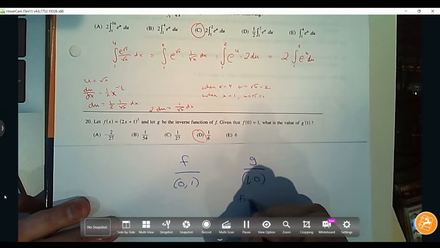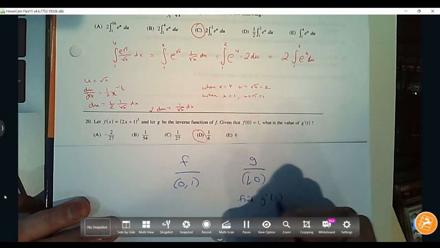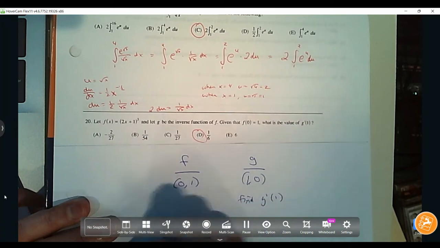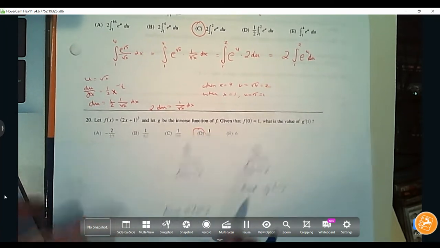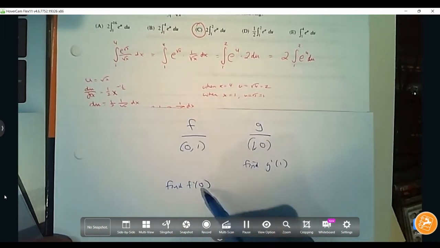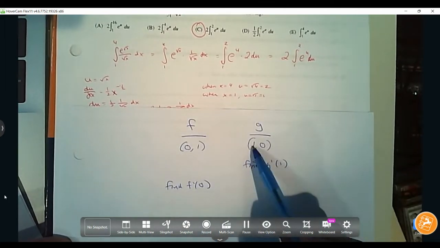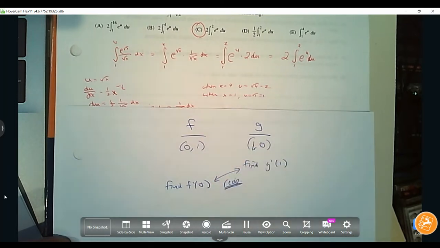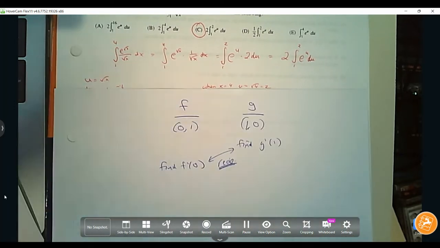And we want to find the value of G prime of 1. Now, we don't have any information here about G except that it's the inverse. So what we're going to do instead is find F prime of 0. So we find the derivative of the inverse at the corresponding X. So we want the derivative of F at this X value, the derivative of G at this X value. And the relationship between those is that they will be reciprocals, not opposite reciprocals, just reciprocals.